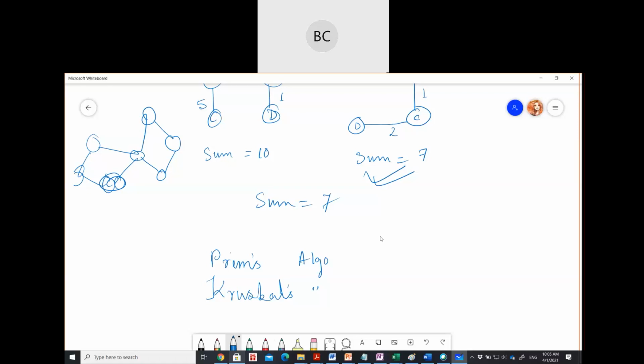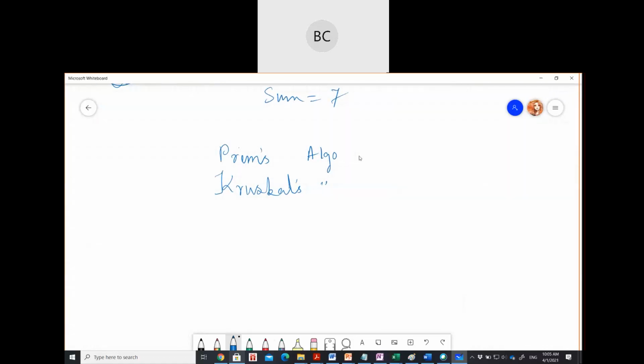That's all about spanning tree. Okay, for a complete graph, if you have n vertices, I guess I already mentioned it before, not sure if I put it in the slide last time. A complete graph will contain n into n minus 1 divided by 2 edges.